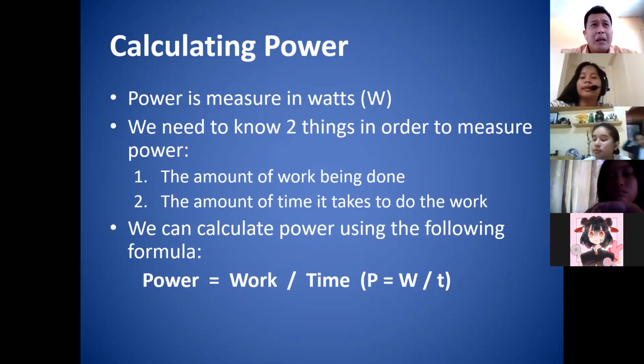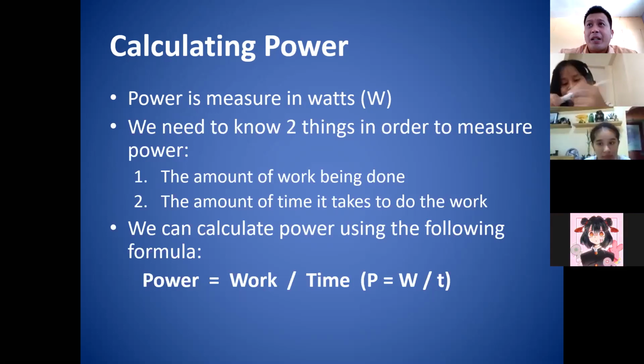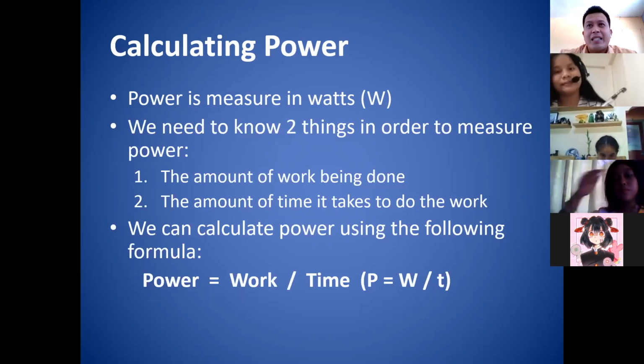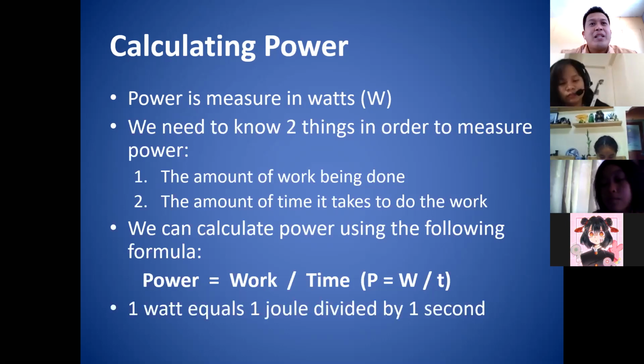So the formula for power is work over time. Work is divided by the value of the time. It could be in seconds, minutes, or hours, but in this lesson the unit that we're going to use for time is seconds. So if the given unit is minutes, convert that to seconds. How many seconds are there in 1 minute? 60 seconds. So 1 watt is equal to 1 joule per second.